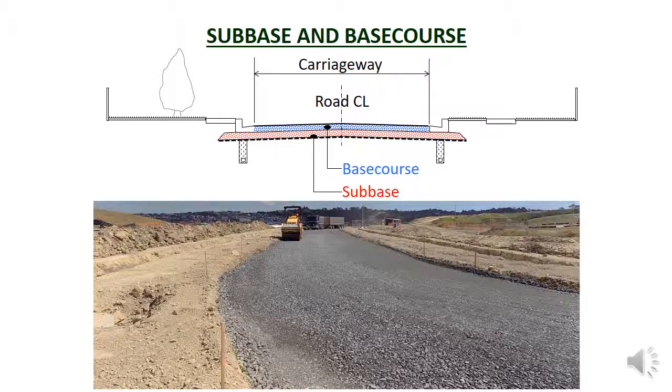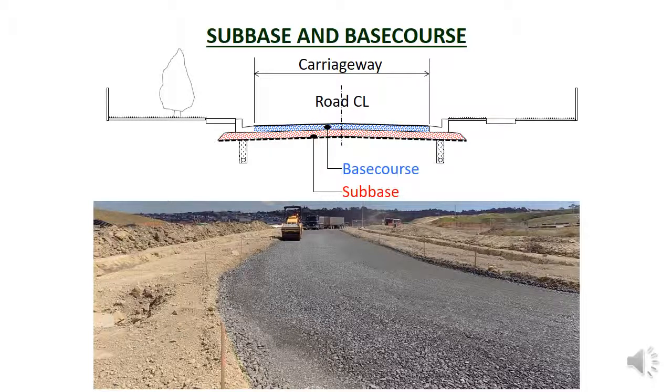The top granular layer is called the base course. It is also a mix of sand and gravel, but the maximum stone size is 40 millimeters, which is called GAP 40, or graded aggregate passing a 40 millimeter sieve.